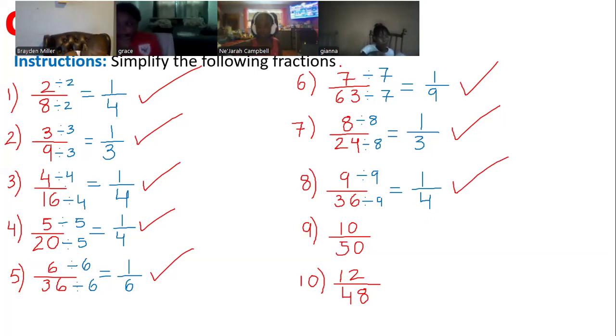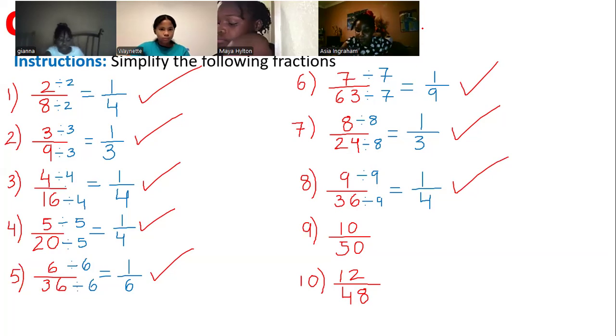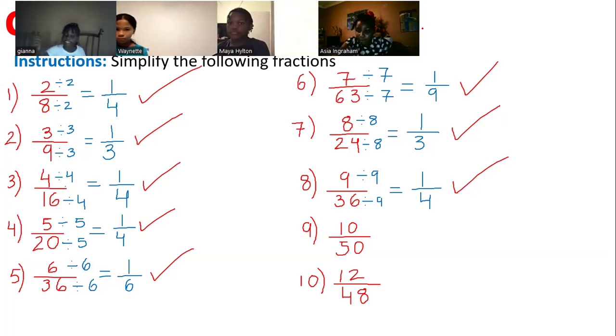Okay, good. Asia, I divided by 3. Who divided by 3? Me, Maya. But then if you divided by 3, you still have to bring it down low again. For number 7, I got 1/6. Gianna, you can clearly see your answer is wrong. It's 1/3. Number 8 is 1/4.